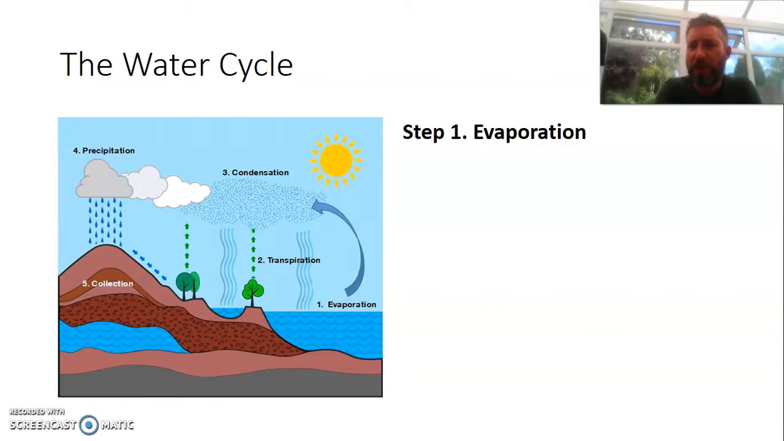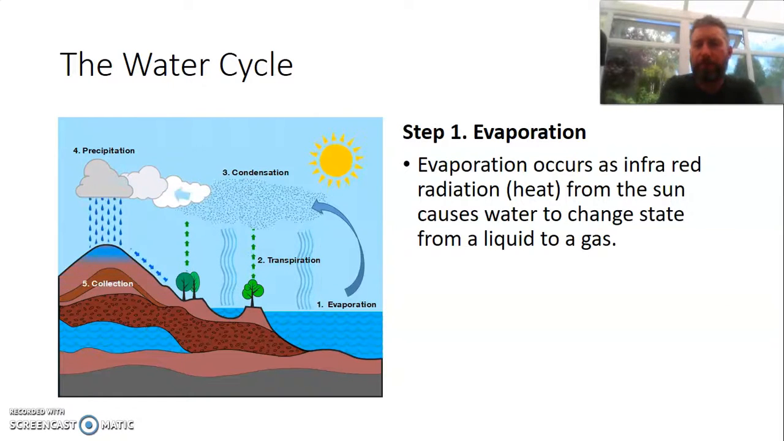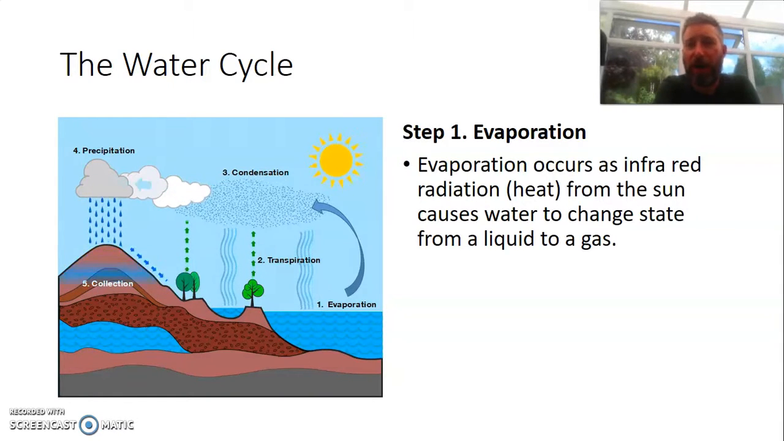Well, step 1 is evaporation. Evaporation occurs because the sun is hot. The sun chucks out ridiculous amounts of energy every second, of which a lot of that is infrared, heat radiation. And that causes water to evaporate, which is a change of state from its liquid state to its gaseous state.